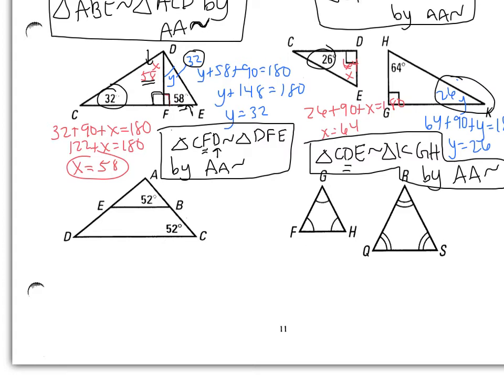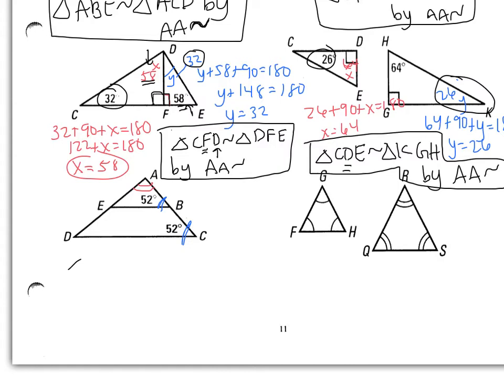So I have 52 is congruent to 52. And at first it appears like that's the only information I have. Well, I also need to remember that the small triangle and the big triangle both contain angle A. Doesn't matter what angle A is, but they both have angle A. So angle A is going to be congruent to itself. So my triangles are similar by AA.